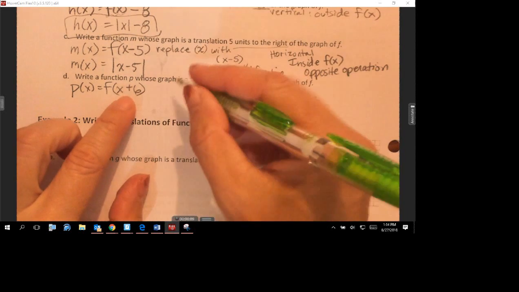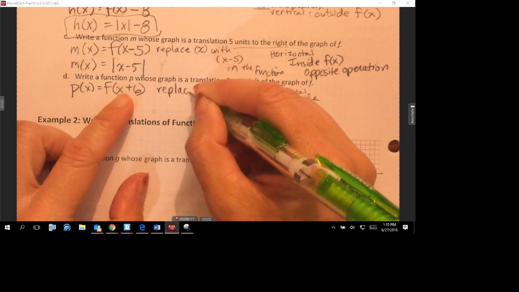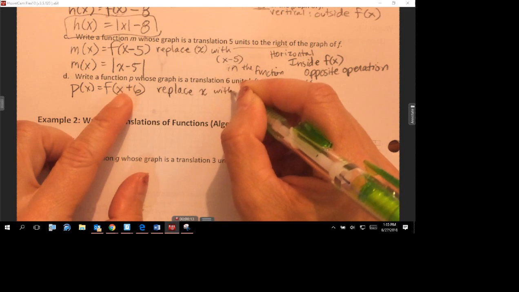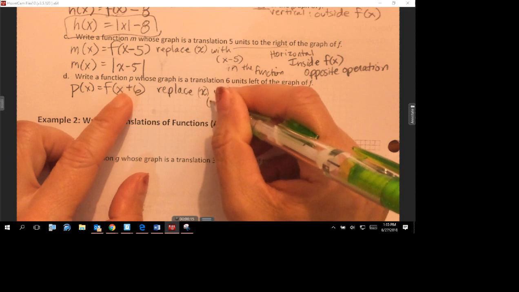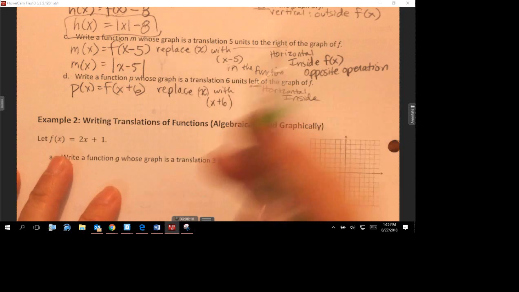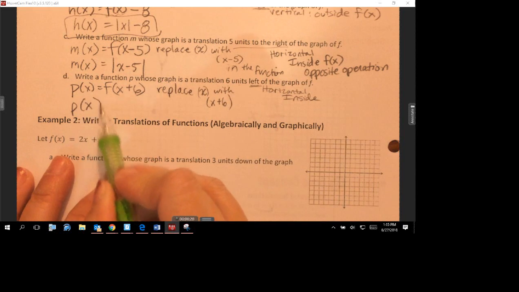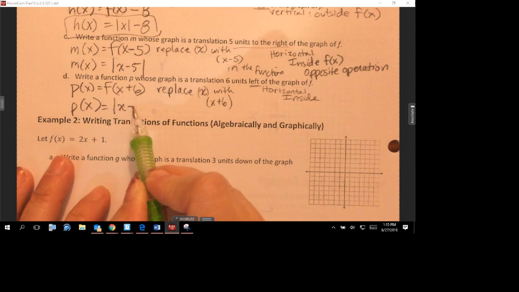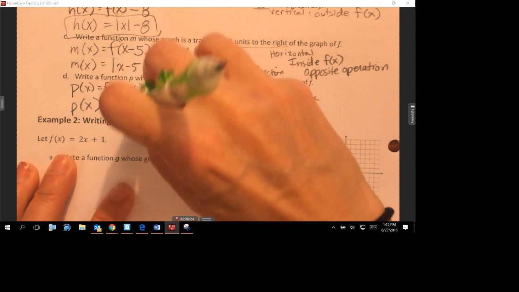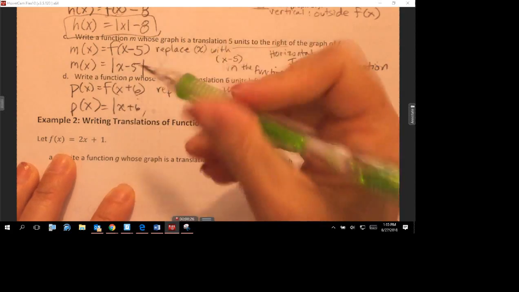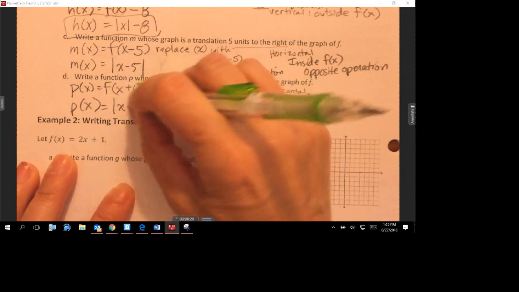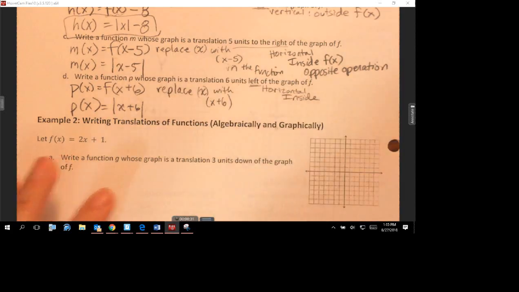And when it's on the inside, we replace x with x plus 6. So wherever I saw an x in the original equation, I'm going to replace that with x plus 6. So those should be pretty easy. They're one-step kind of things.